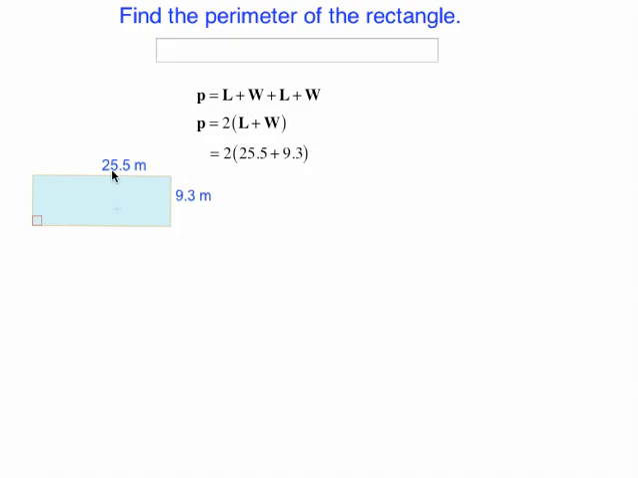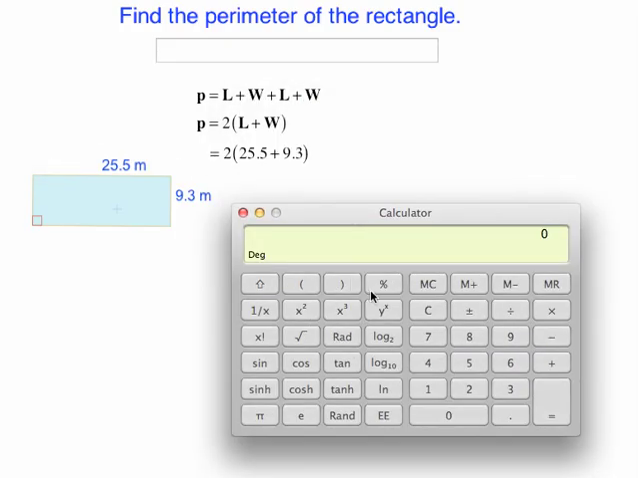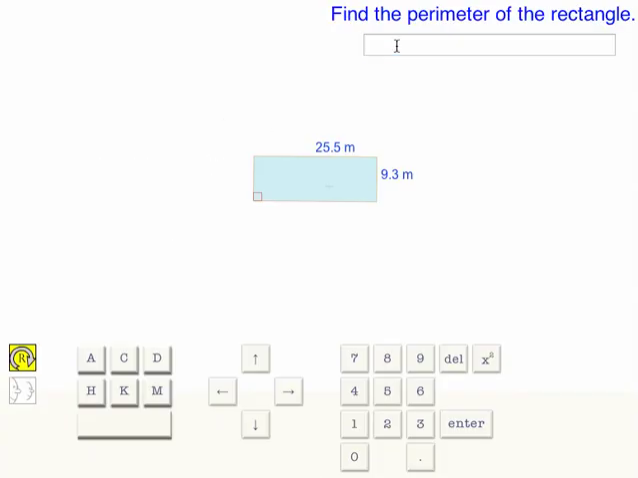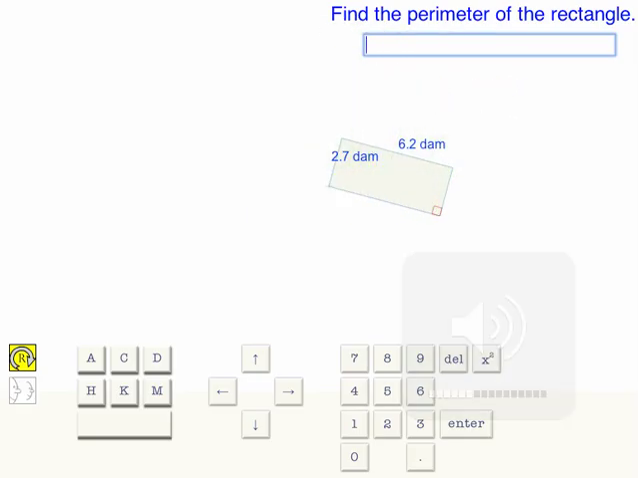The length is 25.5 plus 9.3 is the width, and I double that. On my handy dandy calculator, I'm going to do 25.5 plus 9.3 equals, and then times 2. That's 69.6 meters. Then we go back to the program and enter that: 69.6 meters. Make sure you're putting in the correct units, and there you go. And that's it for finding the perimeter of a rectangle.